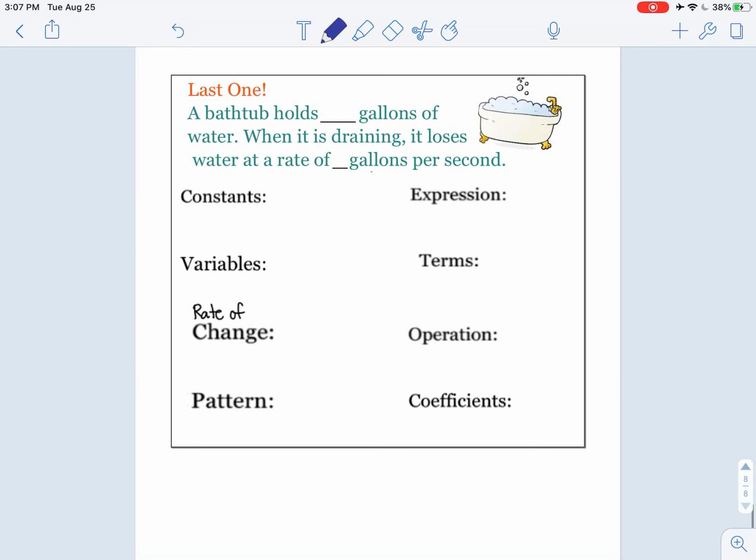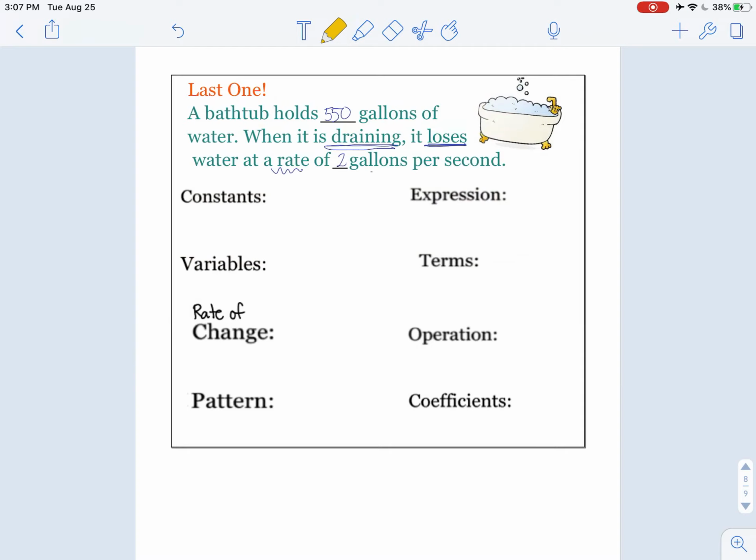Let's do one more problem together. This one is looking at a full bathtub. You have a bathtub that when it's full, it holds 550 gallons of water. So picture that. A bathtub full of water is 550 gallons. When it is draining, it loses, so that's really important, it loses water at a rate of 2 gallons per second. So a full bathtub with 550 gallons is losing water at a rate of 2 gallons per second.